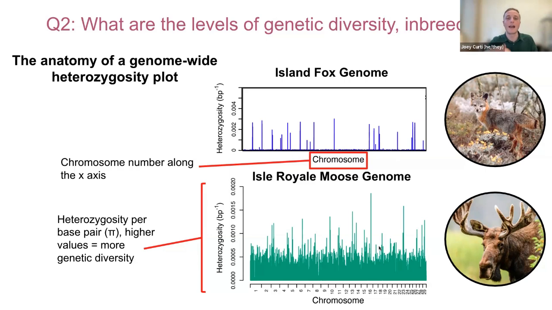When we compare this to a highly diverse population, this is moose populations on Isle Royale, we generally see an absence of that sawtooth pattern, where there are just high levels of genetic variation, which generally tends to be good for these populations, like we talked about.